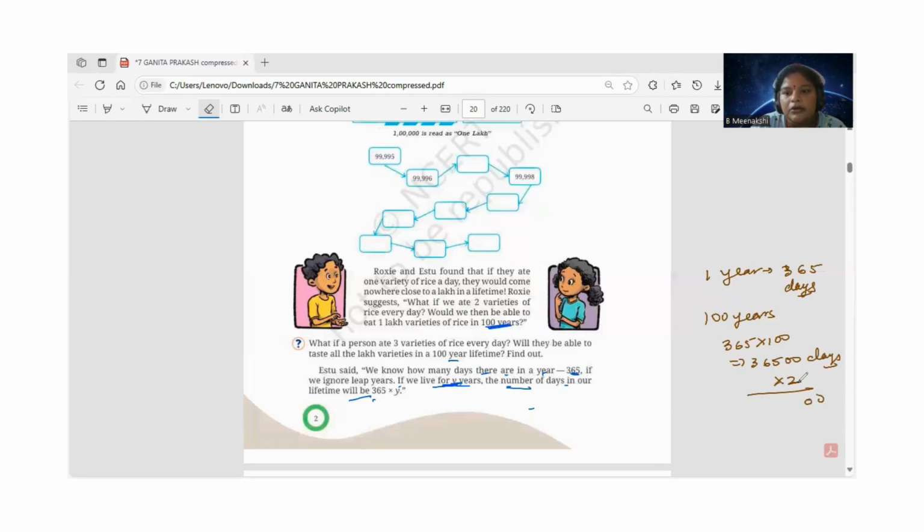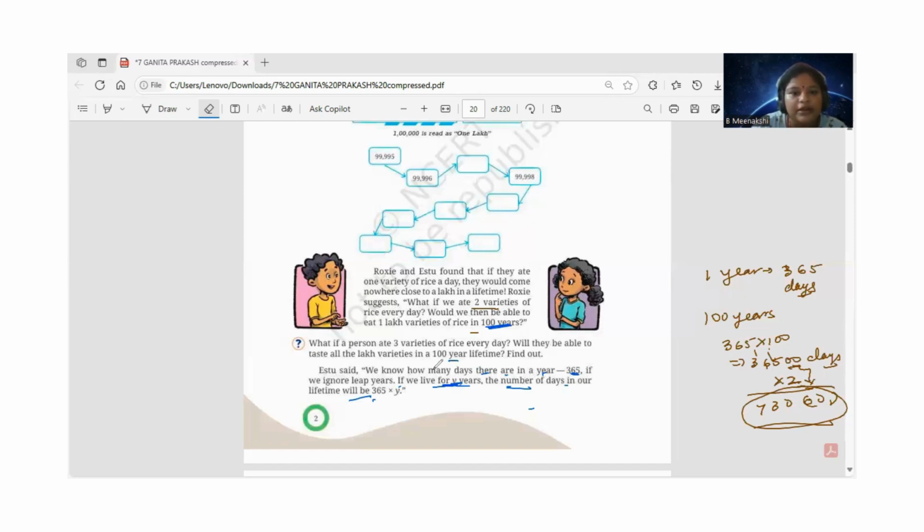When the multiplication is like this, you just place the 2 zeros as it is and multiply only the digits. So 2 5s are 10, 2 6s are 12 plus 1, 13, and 2 3s are 6 plus 1, 7. So we have around 73,000. Yearly, we eat around 73,000 varieties of rice if we ate 2 varieties of rice every day, according to Roxy Institute.